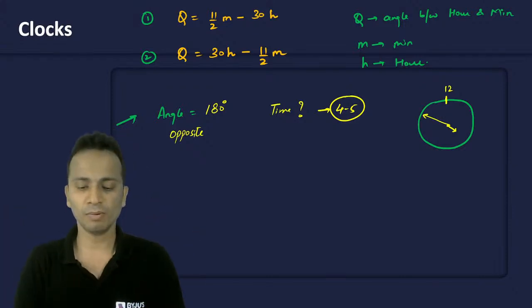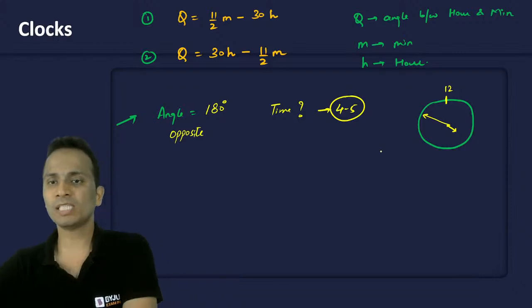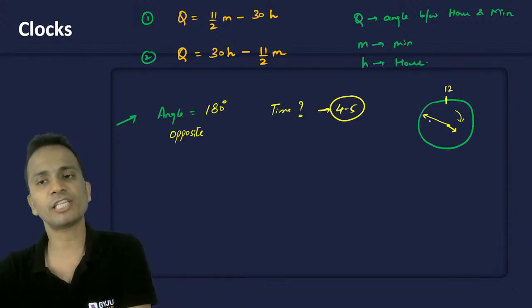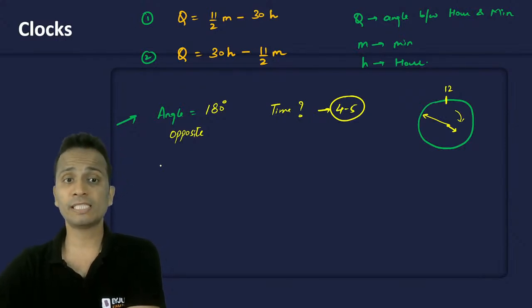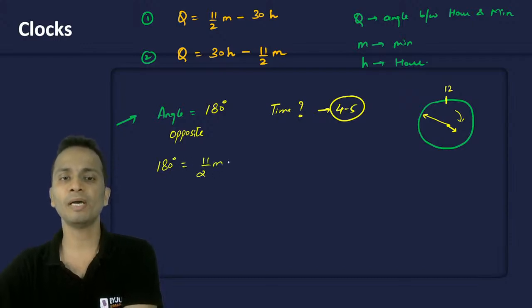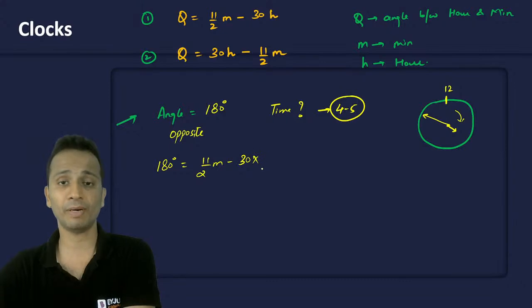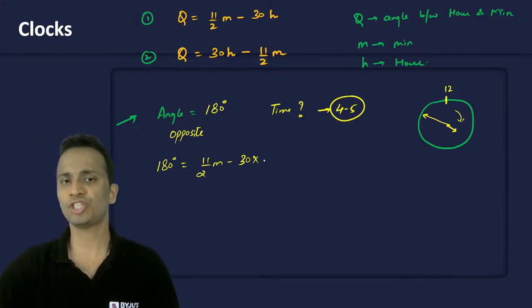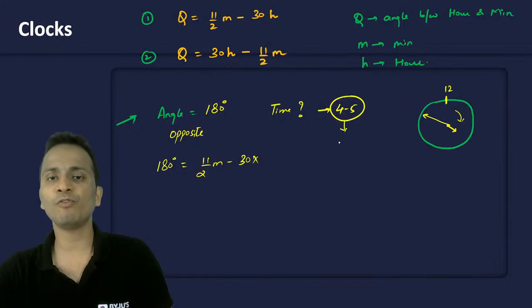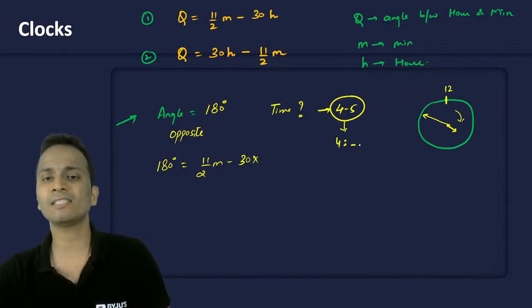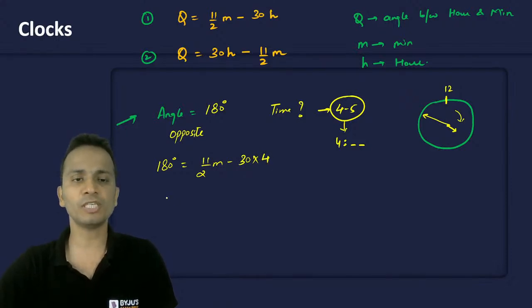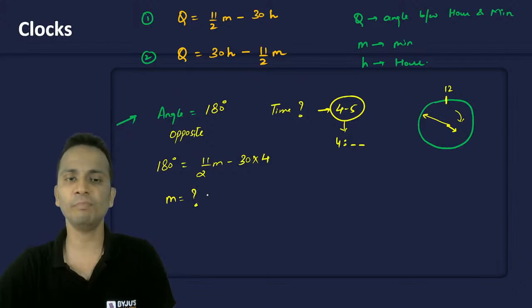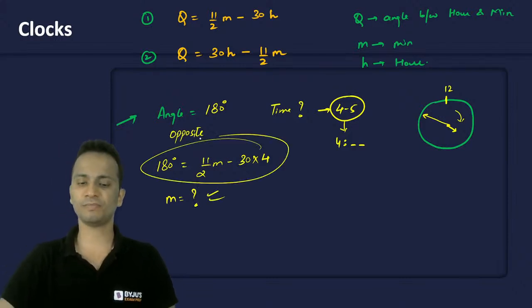So I have roughly drawn the figure. Once again, hour hand is coming first and minute hand is coming later. So I'll use the formula number 1. So it says theta, which is 180, is equal to 11 by 2 m minus 30 multiplied by the value of h. Now, the time which is between 4 and 5 o'clock will be 4 hours and some minutes. So I know that the value of h will be 4. Substitute it and get the value of m by solving this equation.